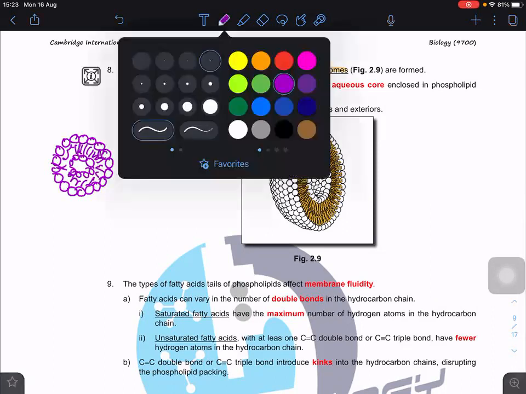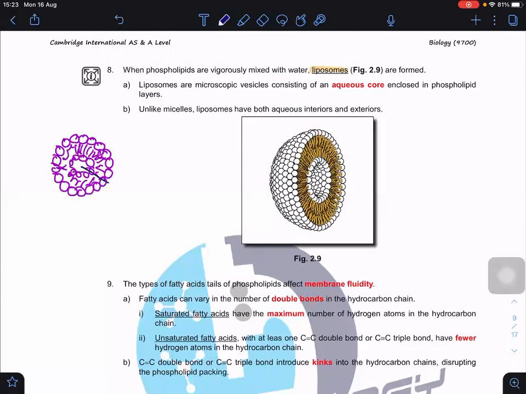Okay, so if you write it down, the center here again will be hydrophilic. Can you see that? Outside also hydrophilic, and the internal core here will be hydrophobic. So this is the structure of a liposome.